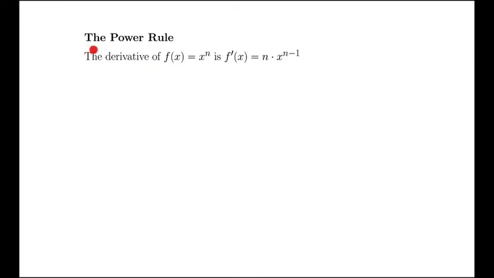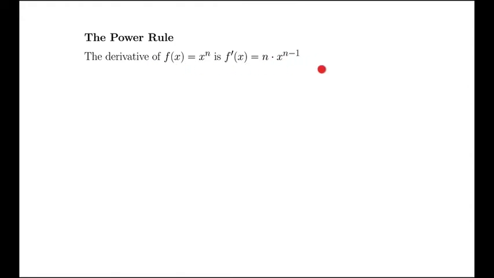The power rule. The power rule is a nice rule because it applies to a lot of different functions. It applies to any function that looks like x to the n as long as the exponent n is constant. The rule says to take the derivative of this function, all you have to do is identify the exponent n and write n times x to the n minus 1.